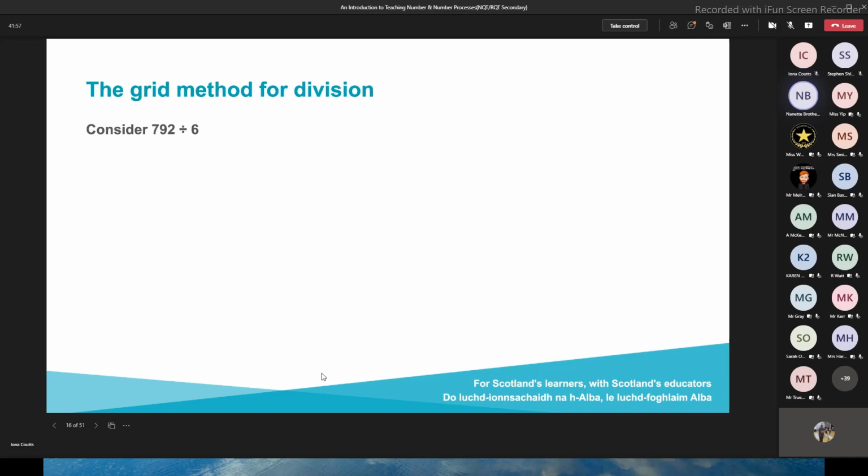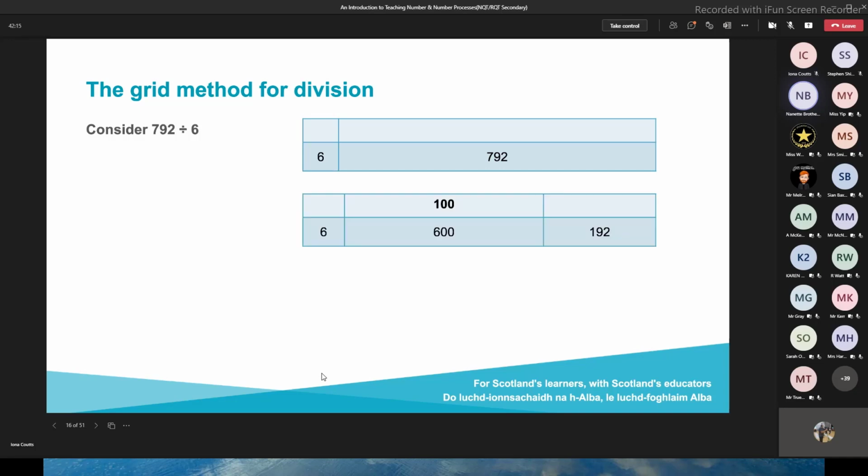The process could be reversed for division. So if we consider the dividend 792 and we partition it into multiples of 600, 60 and 6. So we would say, how many 600s are there in 792? Rather than how many 6s are there in 7, which often causes confusion and a lack of understanding when we're dealing with division. So how many 600s are there in 792? The answer is 1. So the first part of the quotient is 100, or a 1 in the hundreds column. And then we're left with 192.